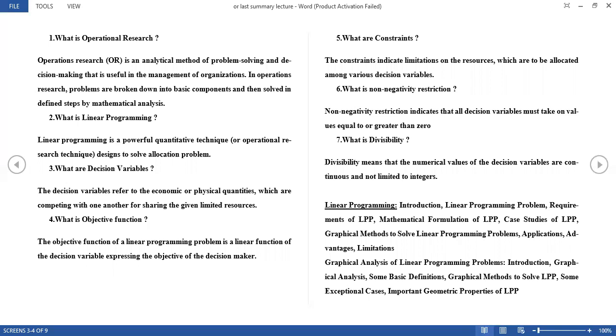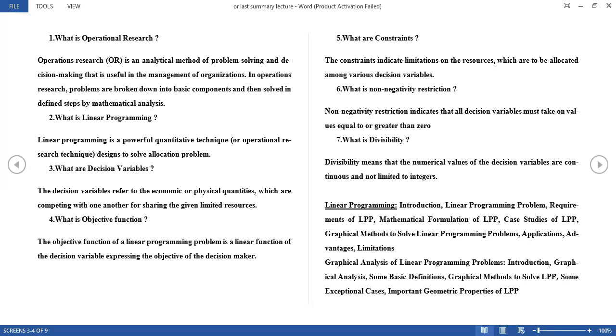Under the linear programming topic, we have gone through linear programming problems, requirements of linear programming, mathematical formulation of linear programming, case studies of linear programming, and the graphical method to solve linear programming problems, applications, and its advantages and disadvantages. And we have seen that if we have only two variables in the linear programming problem, then the graphical method is the best to give us the optimal basic feasible solution.